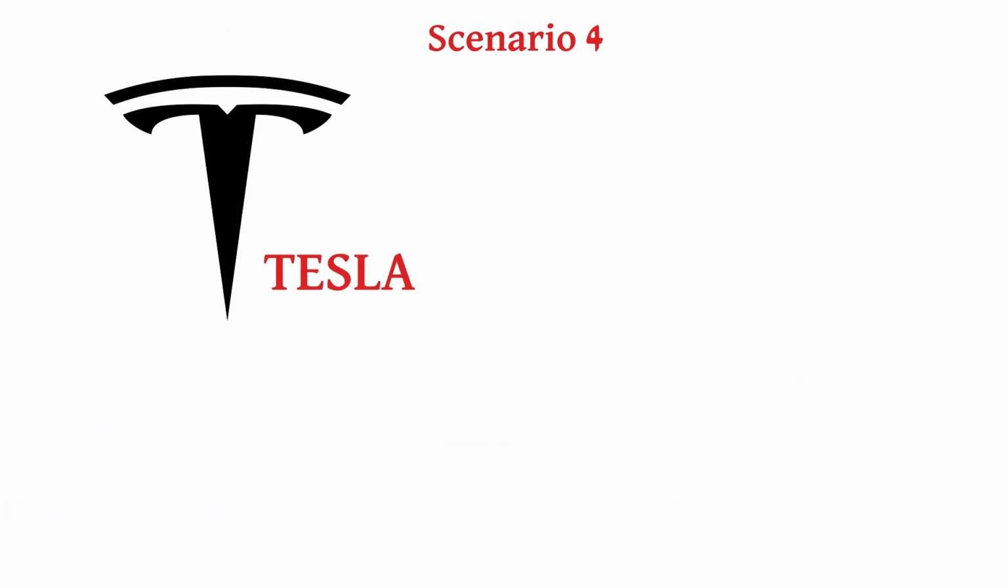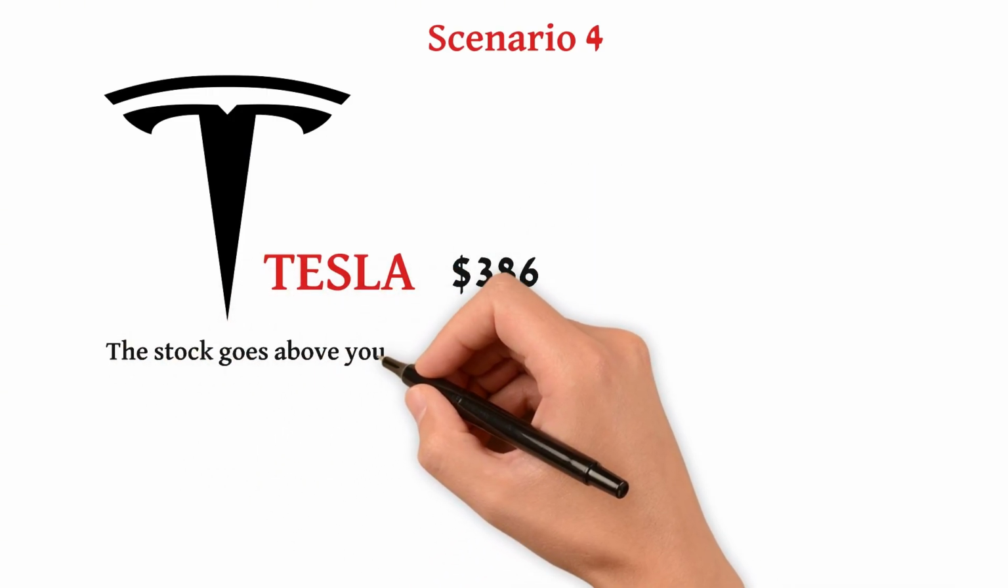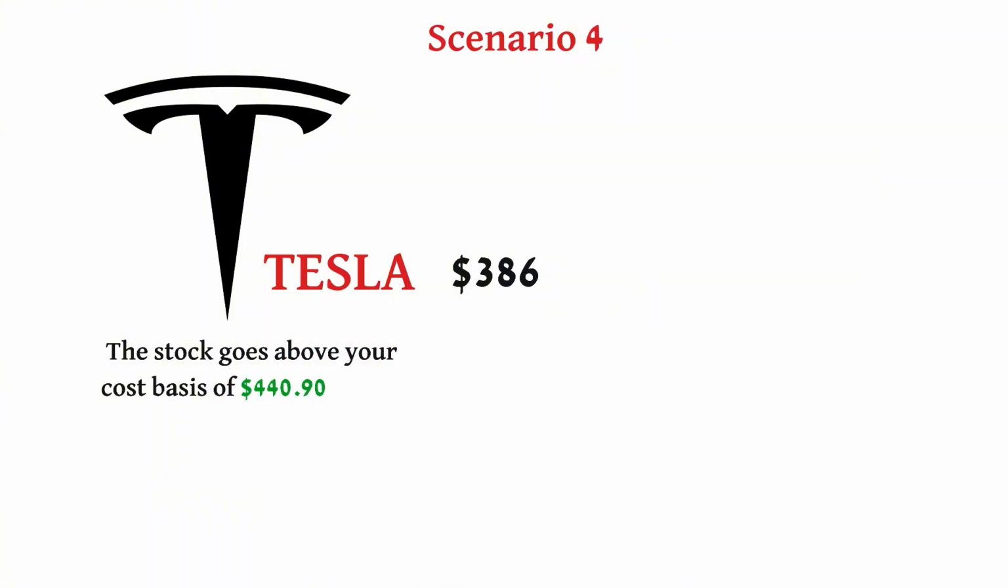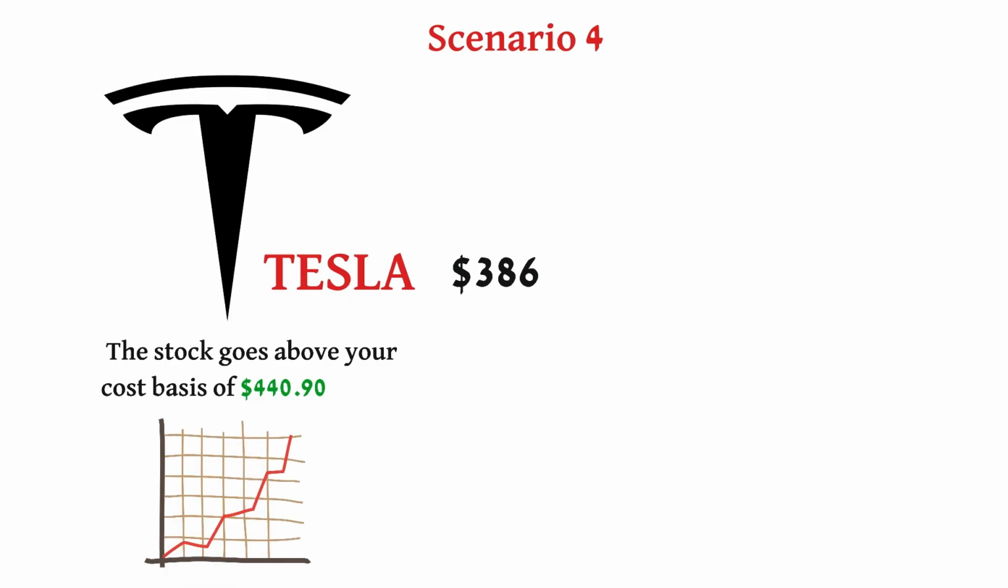Scenario 4. Tesla is at $386 and the stock goes above your cost basis of $440.90. You're going to be in profit, and the more it goes up, the more profit you'll get.